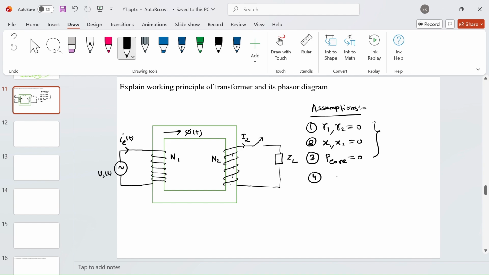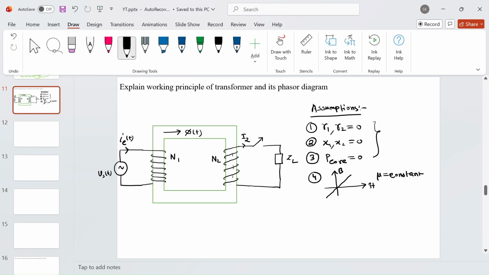Okay, so if you have the linear BH curve, this is your B and H. I'm assuming it has a linear BH curve. Linear BH curve means permeability of the core is constant, and it is a fixed value. So these are the assumptions that I will consider.